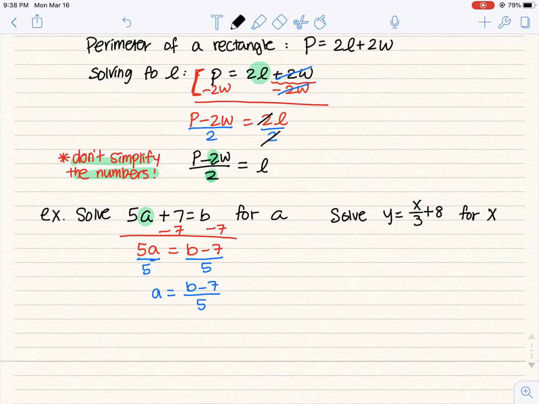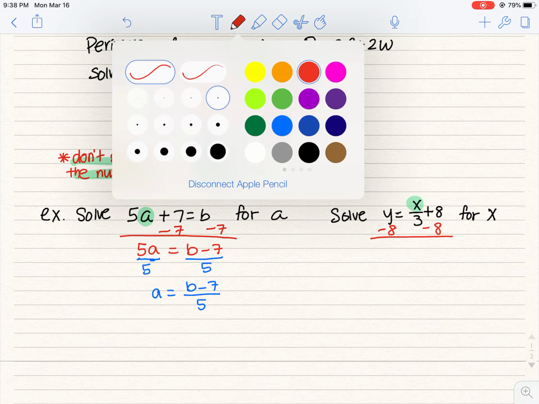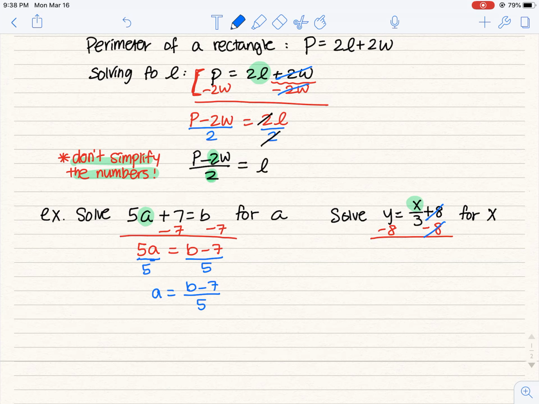Okay, you have something that's already solved for y, and what if you have to solve for another variable that you have? So first step, always identify your variable and see what's going to be the first inverse operation. In this case, x divided by 3 plus 8 happened, so I'm going to do the opposite, which is going to be subtracting 8. So I can get rid of the 8, and it's going to be y minus 8 equals x over 3.